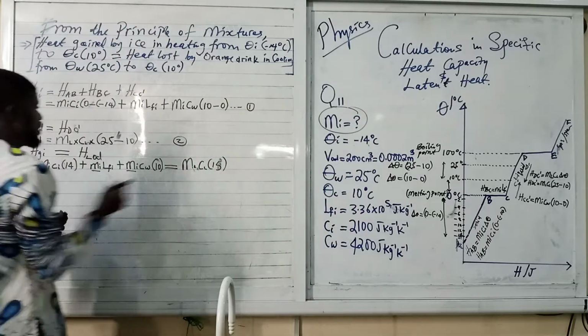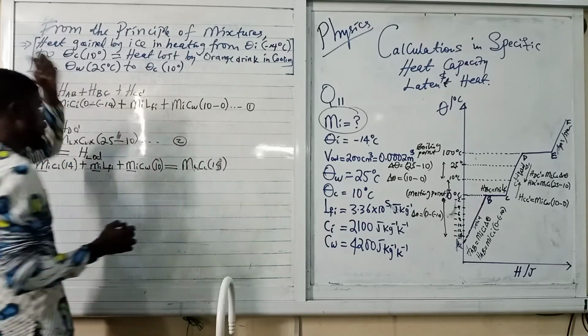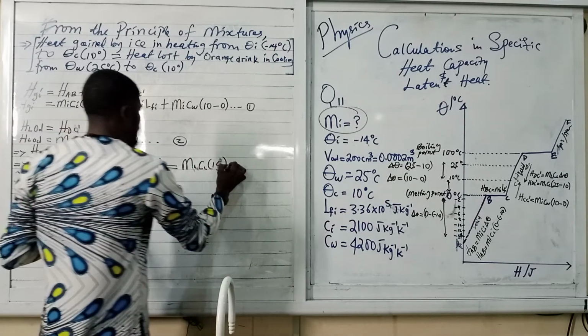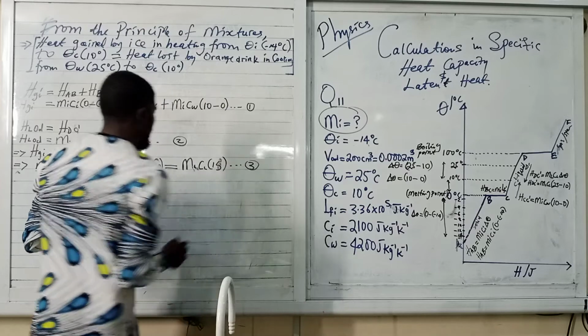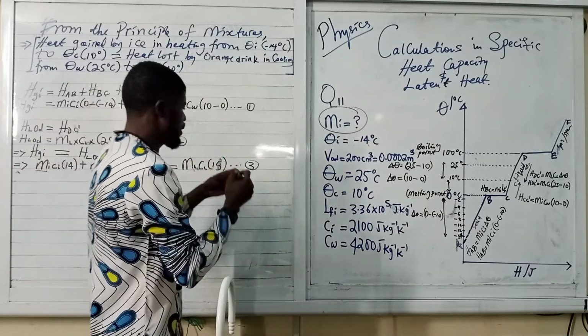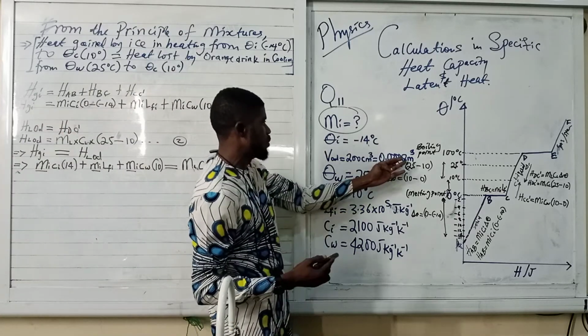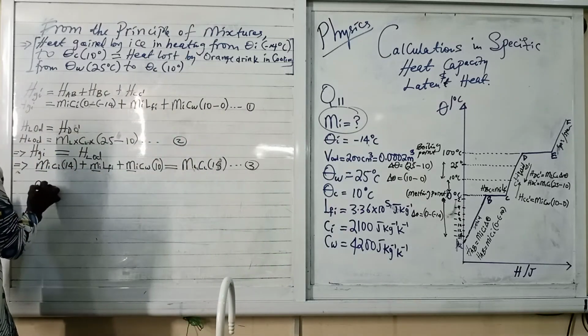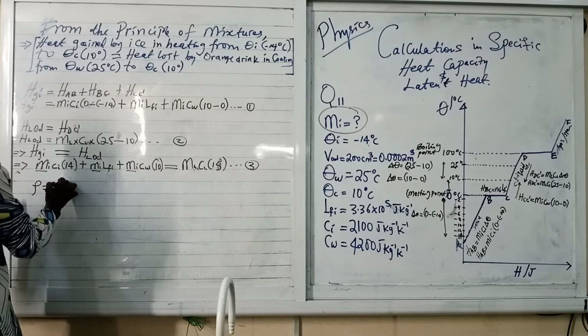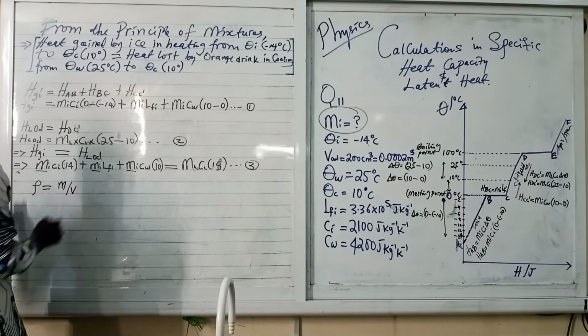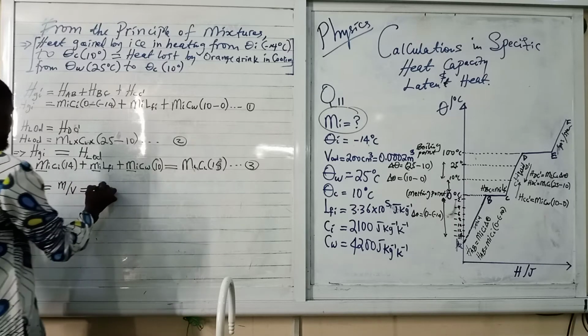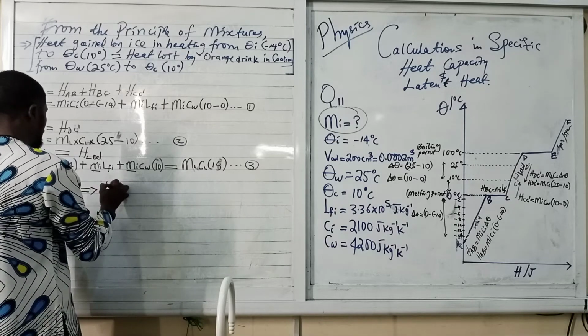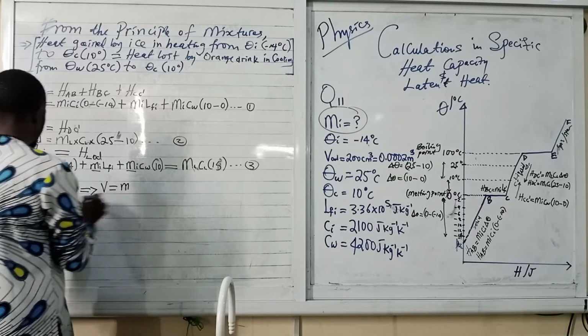But something is missing. We are going to look at that. We call this equation number 3. But then, the mass of the liquid is not given. However, the volume of the liquid was given. Now recall that density is equal to what? Mass over volume. So this implies that volume is equal to what?